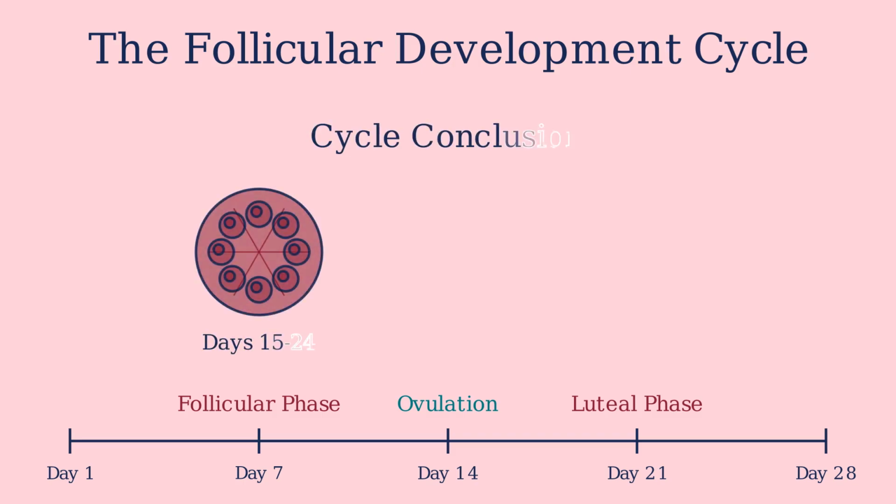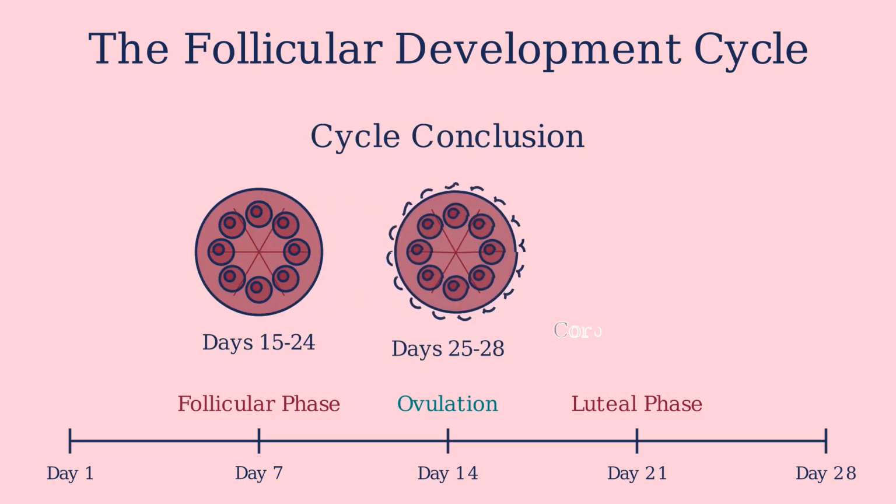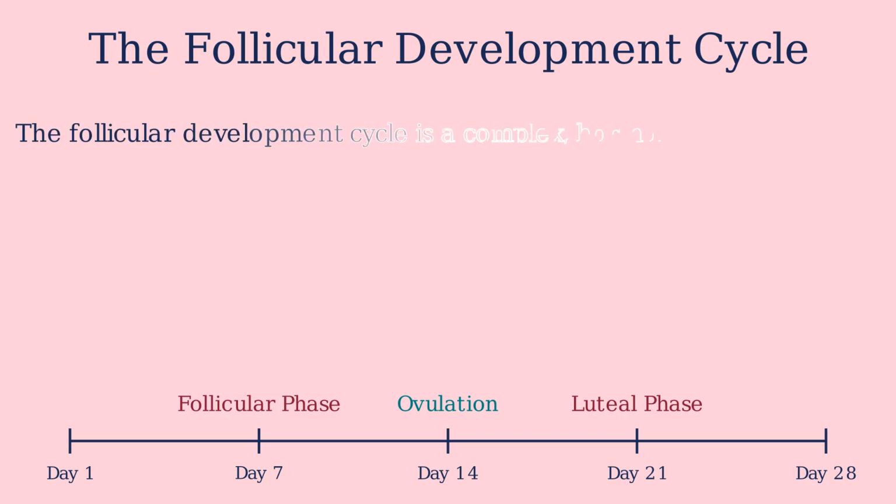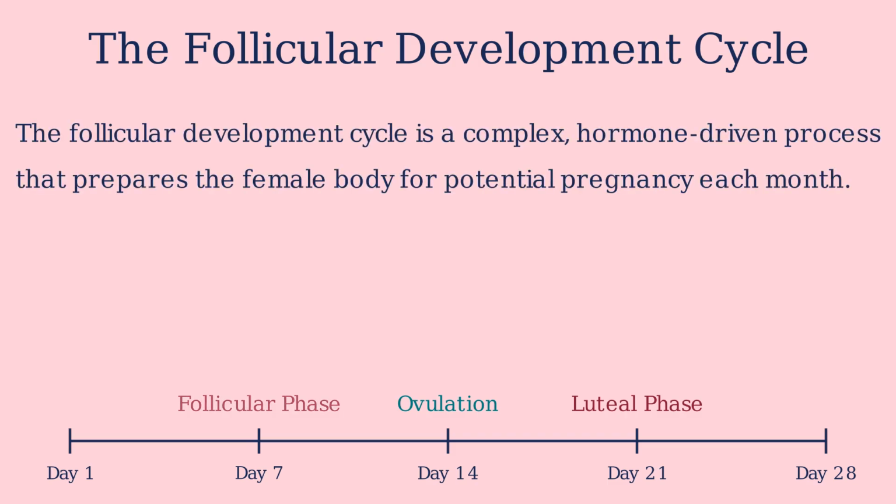If pregnancy doesn't occur, the corpus luteum degenerates after about 14 days, forms a corpus albicans, and a new cycle begins with recruitment of new follicles. Throughout the menstrual cycle, follicular development follows a carefully orchestrated pattern from recruitment and selection to ovulation and corpus luteum formation.